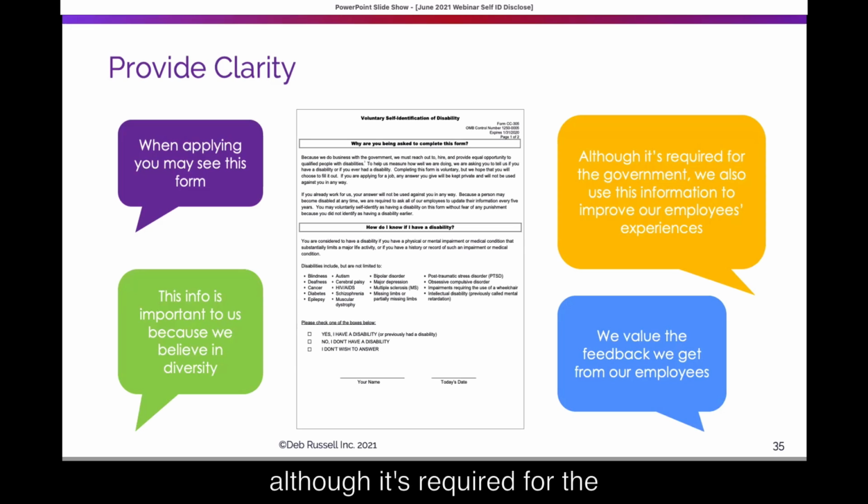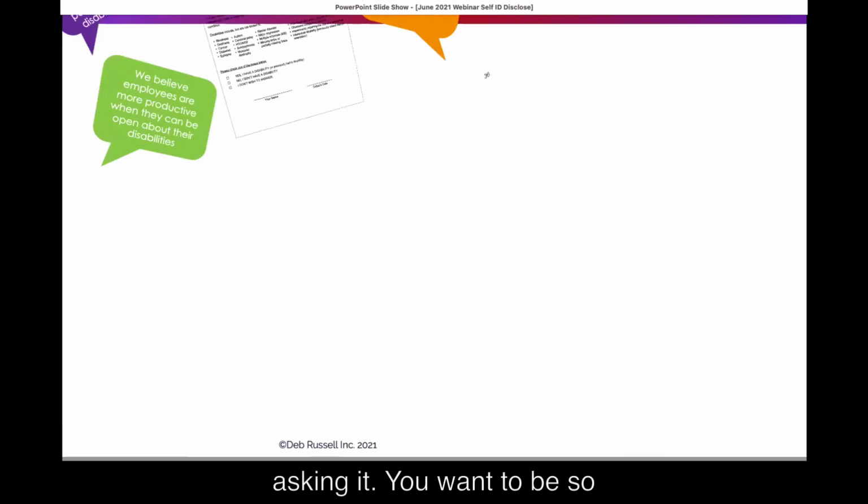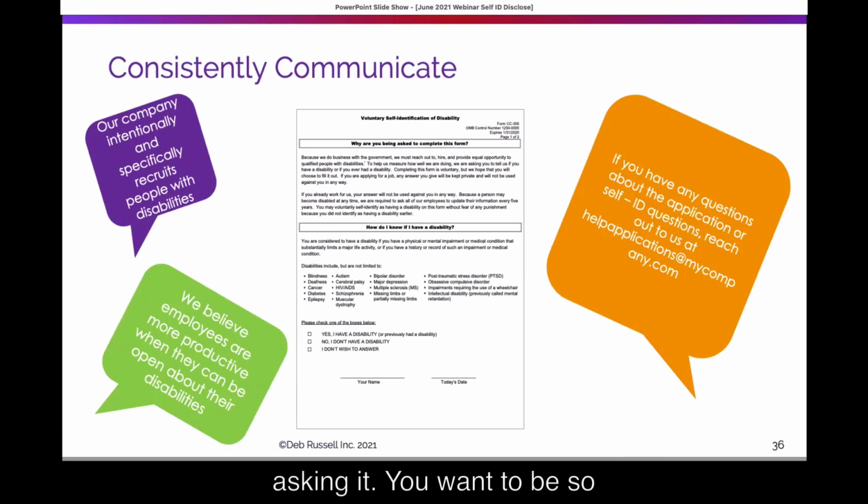And although it's required for the government, we also use this information to create a better experience for our employees. We value your feedback. All of these sorts of messaging provides clarity on what this form is asking and why it's asking it. You want to be so consistent with this, not just the clarity, but the consistency of this communication. Our company is intentional and has specific efforts for this.